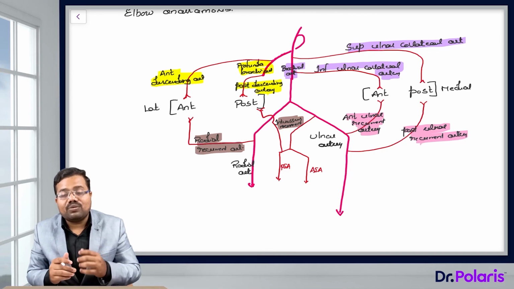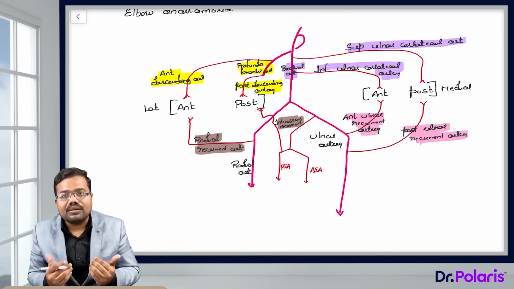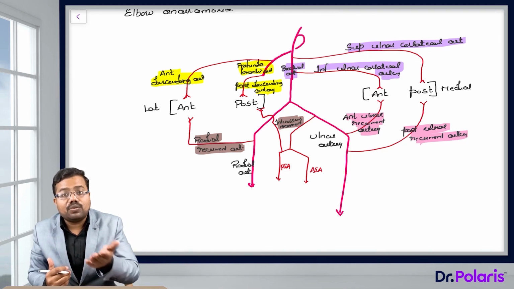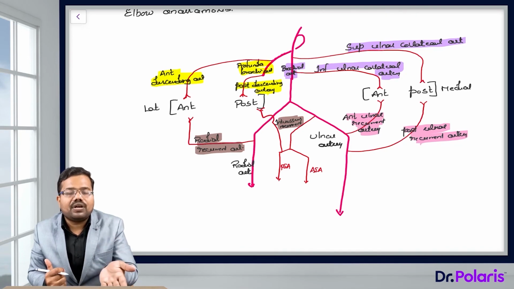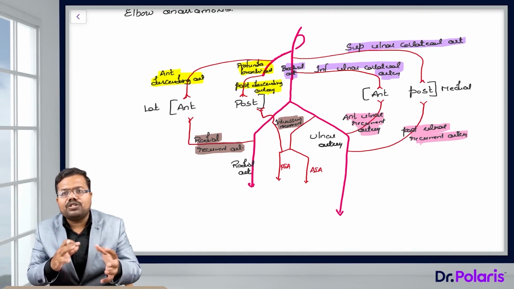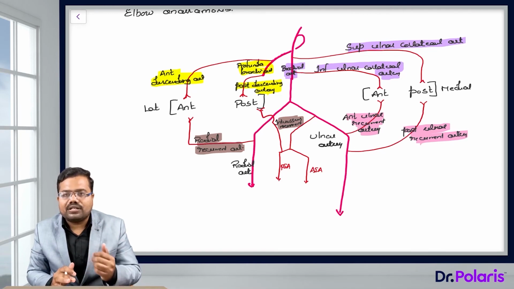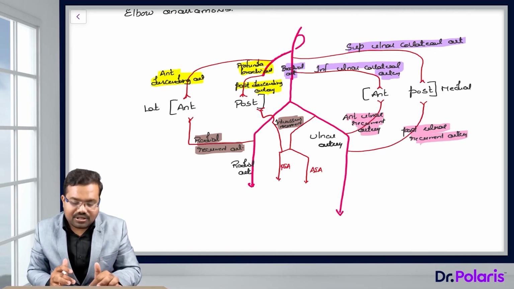Why am I discussing this here, and not previously? Because first you have to understand the branches of the brachial artery, the branches of the radial artery, and the branches of the ulnar artery. Only then can you understand which branch is anastomosing to which, so that you can understand the entire elbow anastomosis. Okay, so that's about the elbow anastomosis.